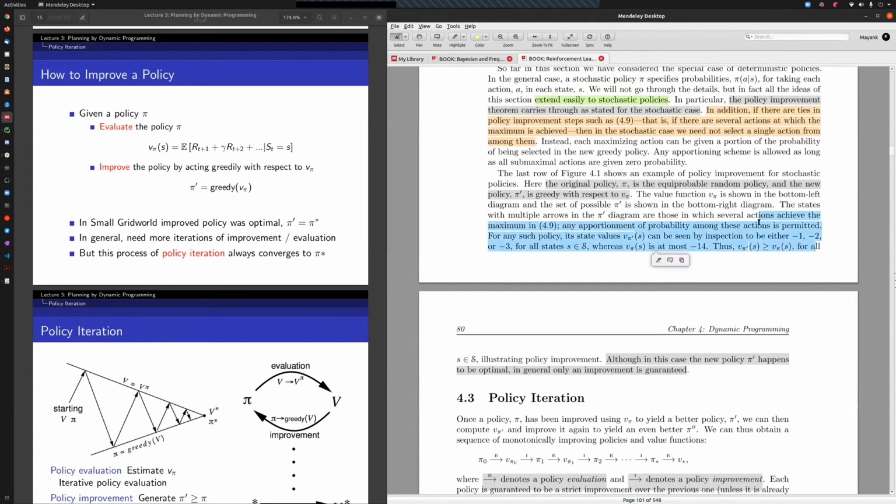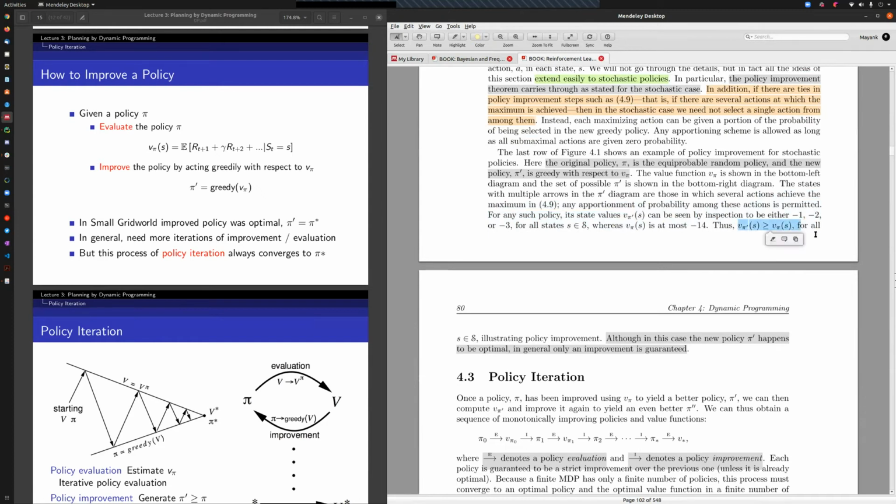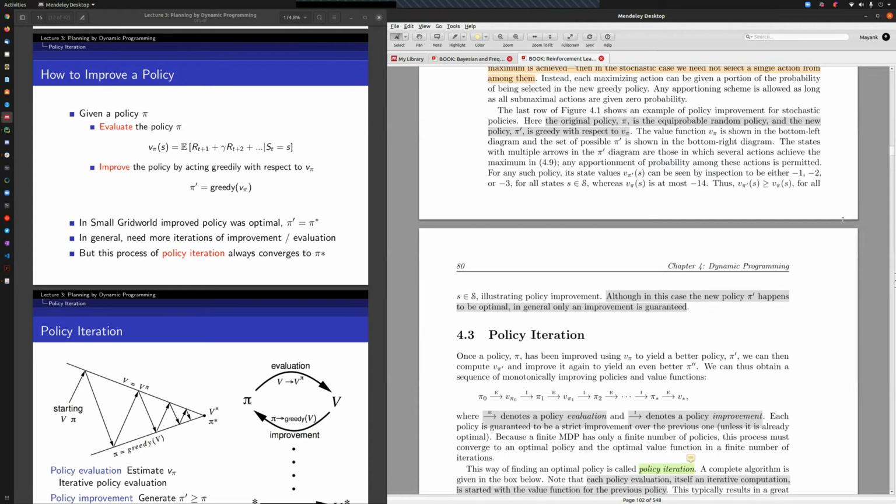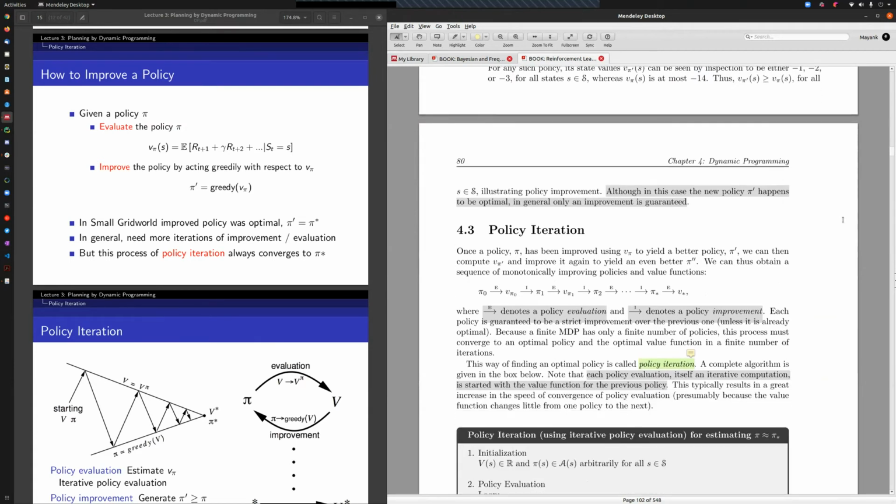And this gives an example of 4.1, and the policy and the state space that we needed to select based on the policy improvement. This is an example of the maximum they achieve, and any approximate policy with probability amongst these actions is permitted.